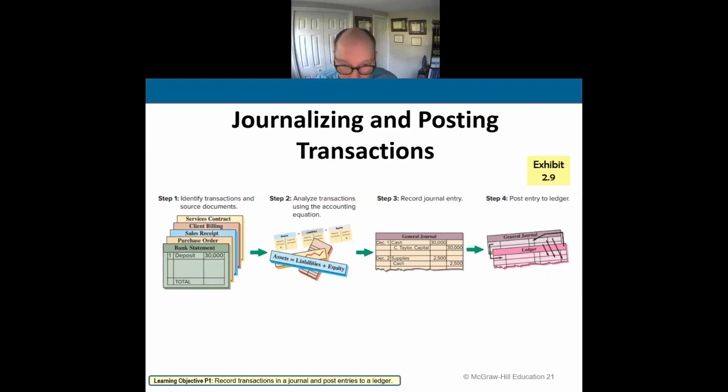Recording the journal entry, as you know, anytime that we record a transaction, there are two accounts affected. There's a debit account and a credit account. The two must always be in balance.